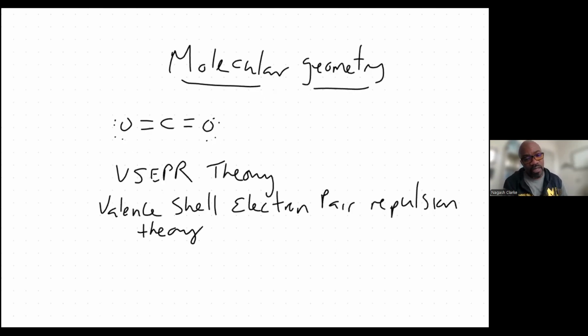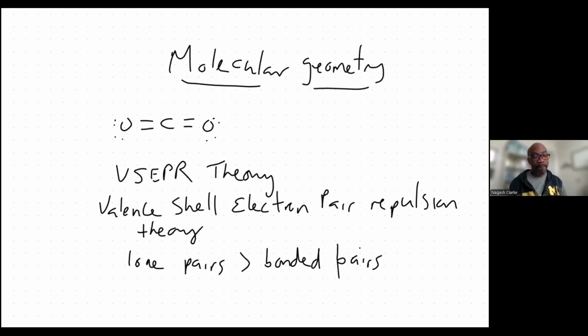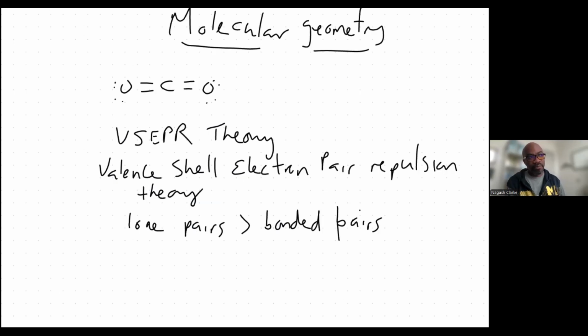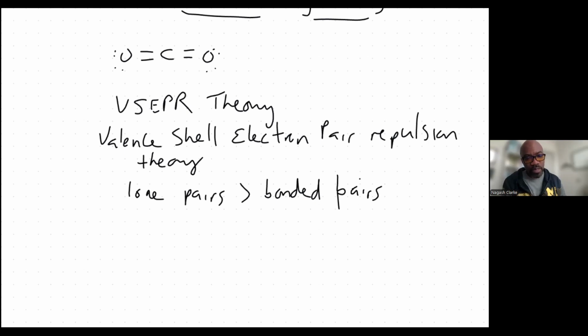What it says is that lone pairs are more repulsive than bonded pairs, and triple bonds are more repulsive than double bonds, which are more repulsive than single bonds. So when you have these kinds of scenarios in molecules, the electron pairs are going to try to spread out as far as possible to maximize stability, because electron pairs don't like to be upon each other, right? They want to space out.